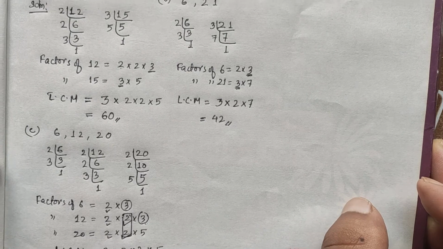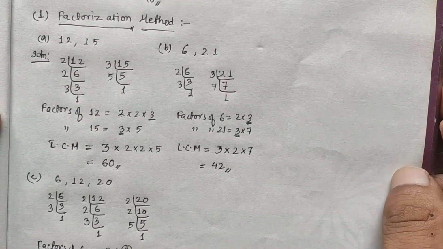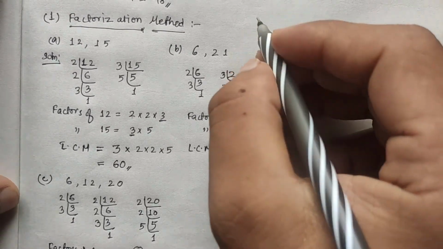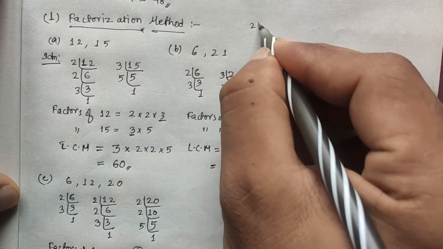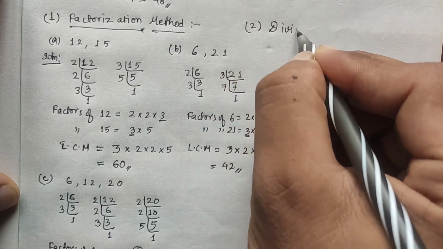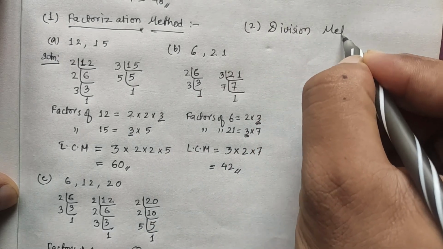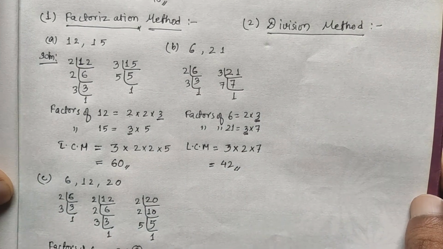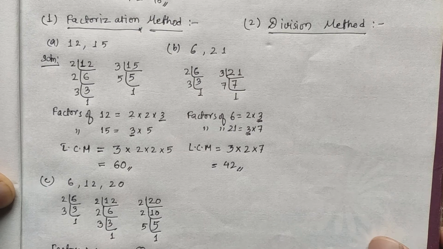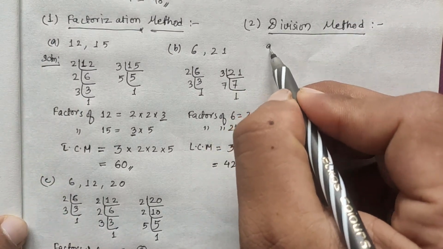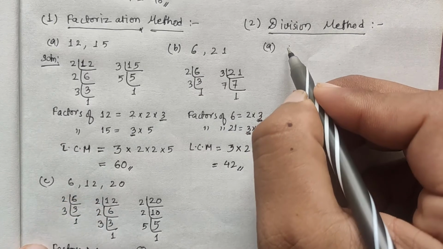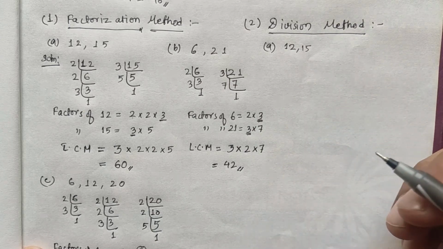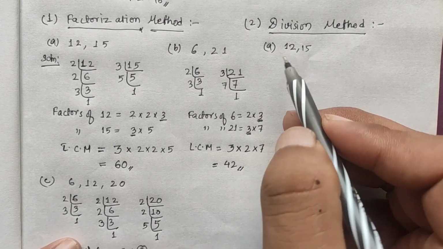Now this is the factorization method that we have discussed. Now we will move on to another method, that is the division method. Second method, division method. Okay, in this method, we will discuss with an example. Let's see for 12 and 15 only. For example, take 12 and 15 to find the LCM of 12 and 15 by the division method.